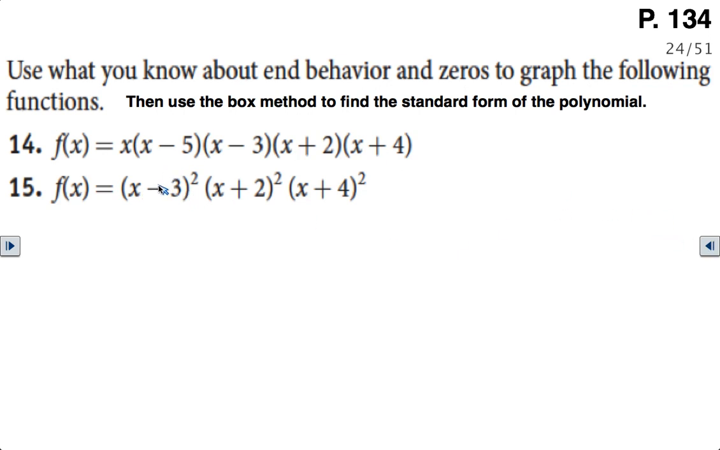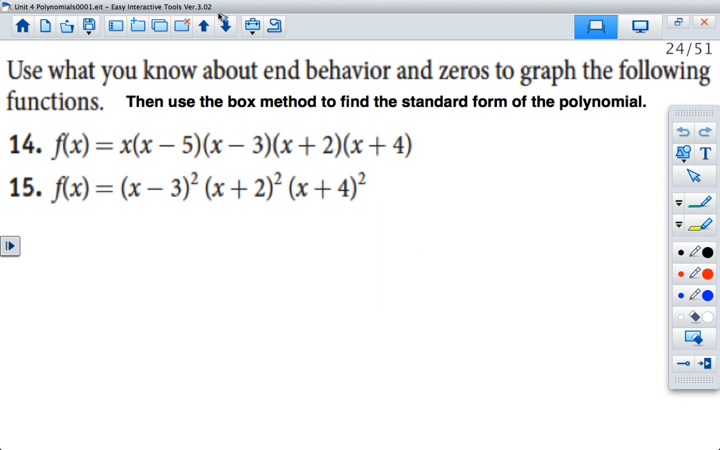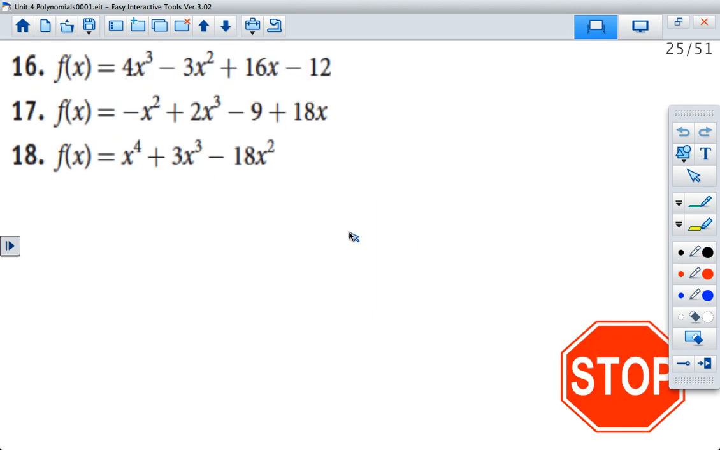Remember, this x minus 3 squared would be x minus 3 times x minus 3. X plus 2 squared is x plus 2 times x plus 2. And the same thing for x plus 4 squared would be x plus 4 times x plus 4. So you actually have 6 factors you need to multiply together. You're going to have a lot of boxes. Use the box method. All right.